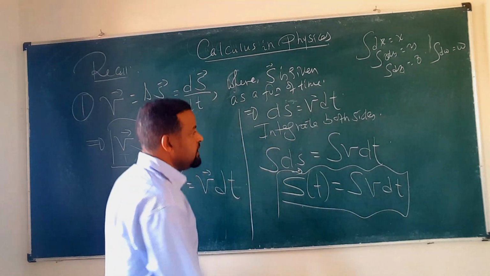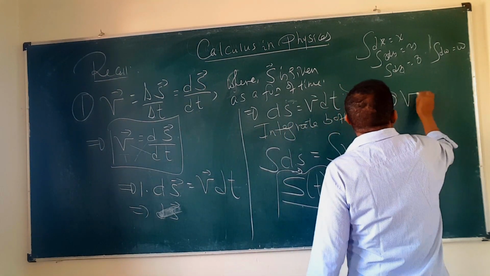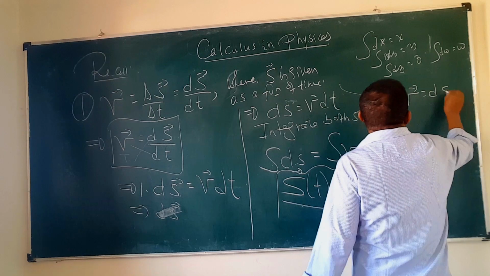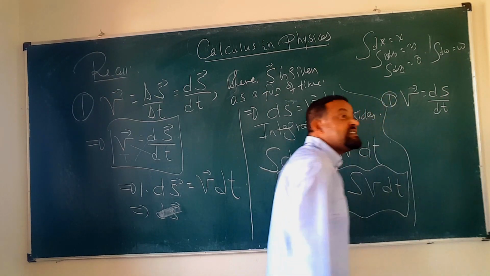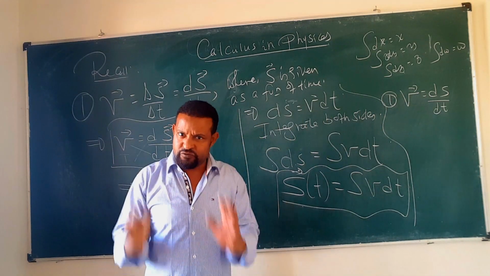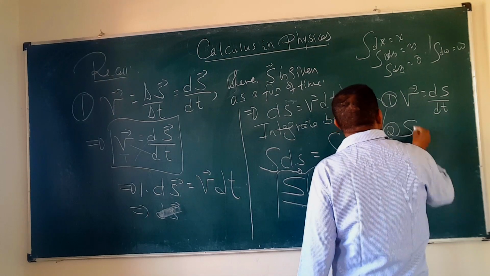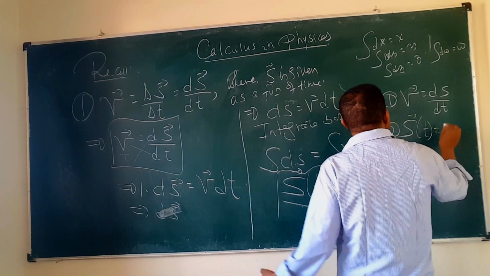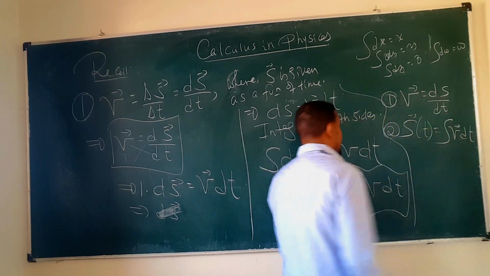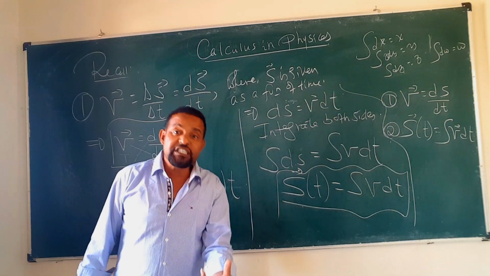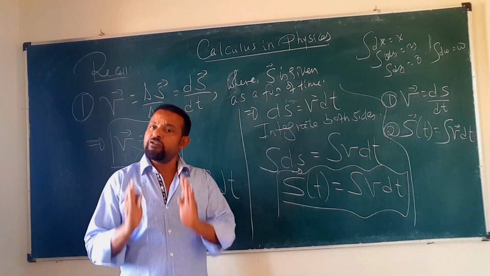Now we have got two formulas, don't forget. The first is that the velocity of an object is given by the derivative of the displacement function with respect to t, where this displacement function is given as a function of time. The second formula is that the displacement function, of course as a function of t, is given by the integral of that velocity function with respect to dt, when both velocity and displacement functions are given as a function of time.